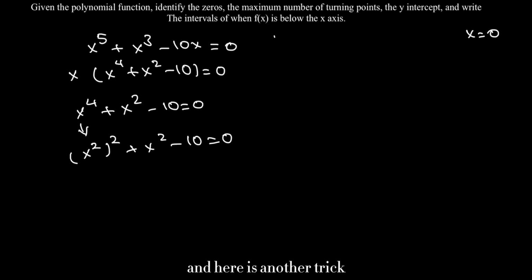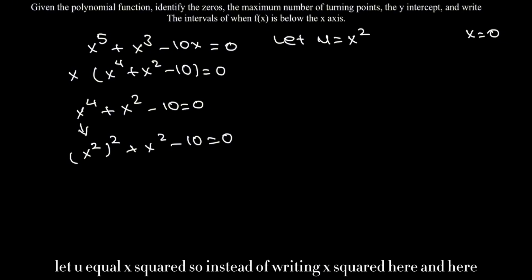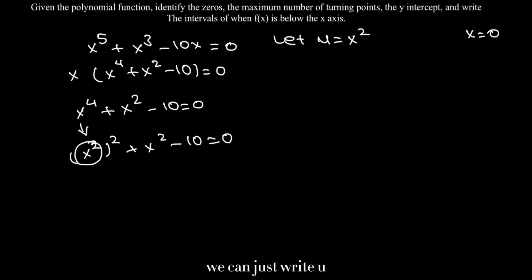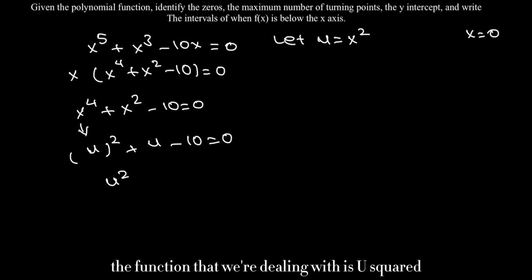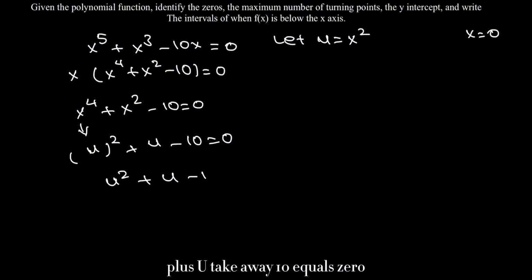And here's another trick. Let u equal x squared. So instead of writing x squared here and here, we can just write u. The function that we're dealing with is u squared plus u take away 10 equals 0.